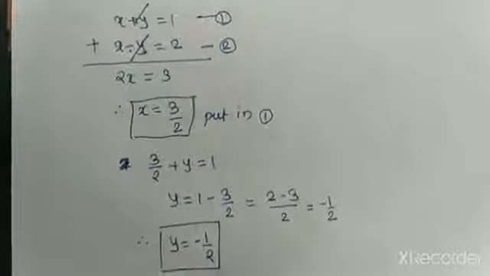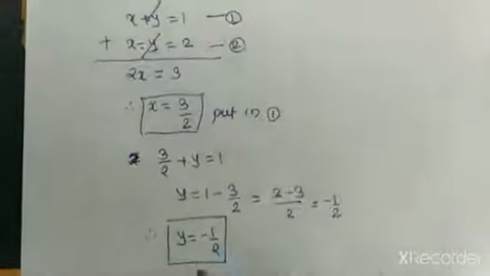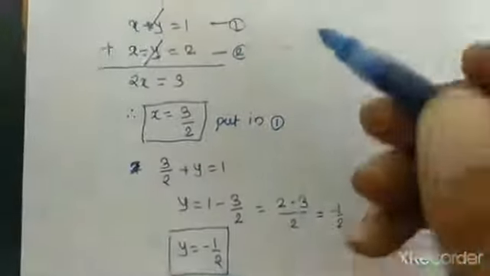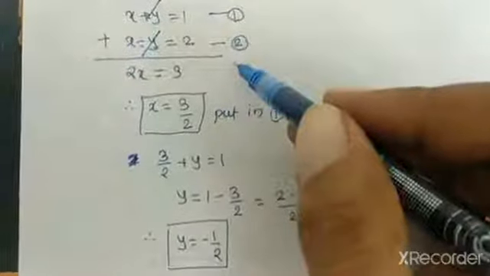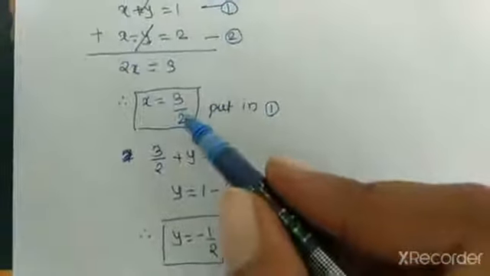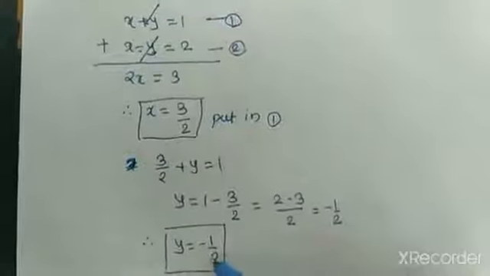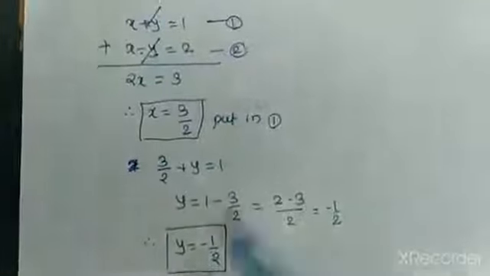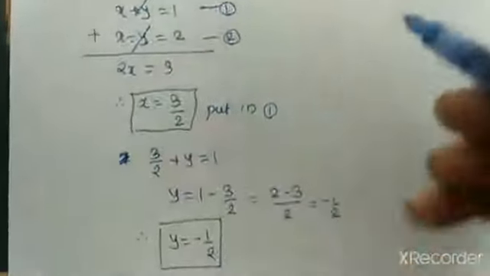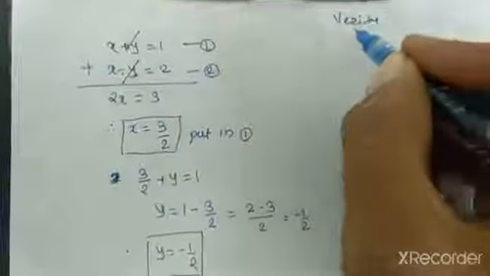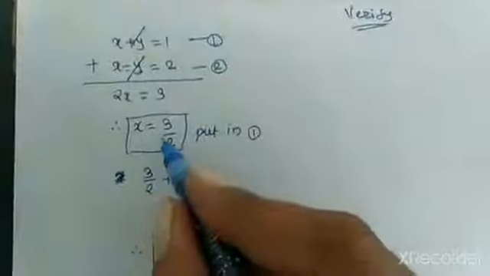Okay, so we can say that x is equal to 3 by 2 and y is equal to minus 1/2 is a solution of the given system. Why do we say that it is a solution? Because after re-putting these values 3 by 2 and minus 1/2 in equation 1 or 2, both the equations are satisfied. Therefore we verify it. Now we verify. How to verify? Now here x is equal to 3 by 2.